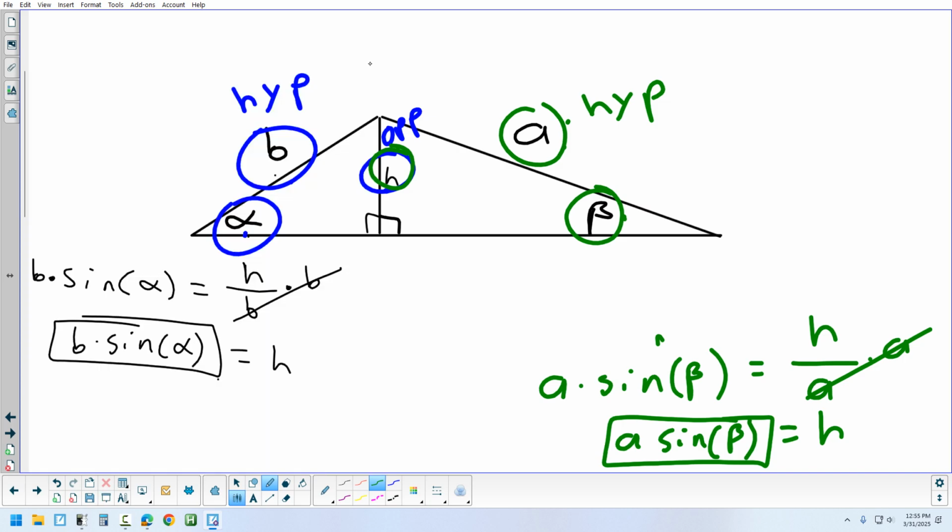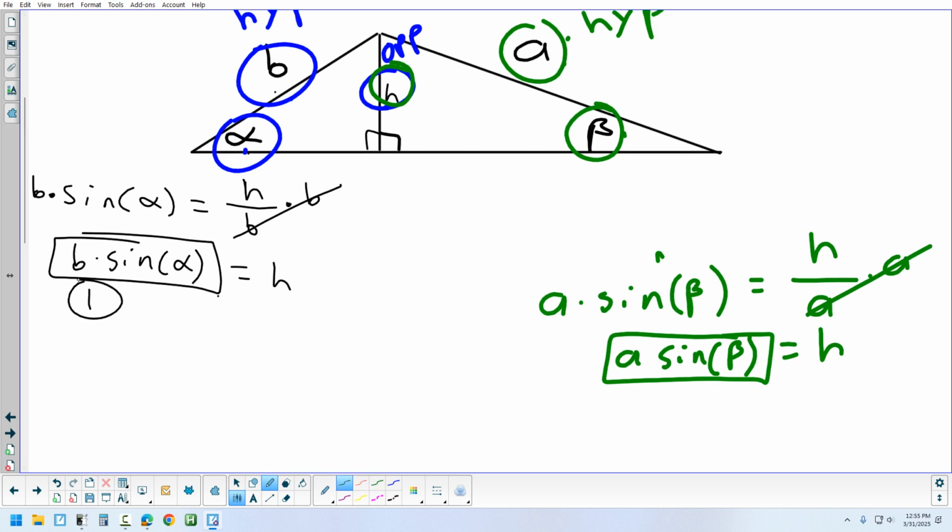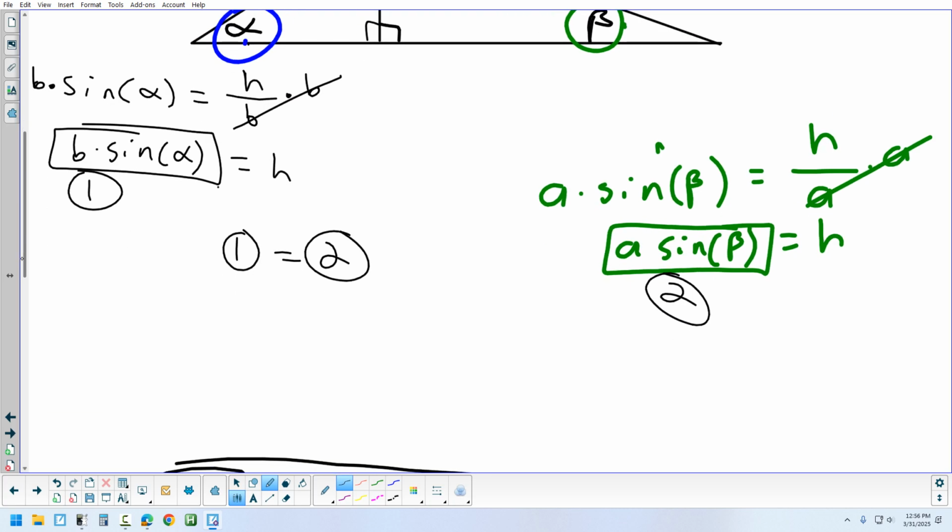All right, now let's look at both of them together. So I'm going to call that one box 1. Call that one box 2. What is box 1 equal to? H. What is box 2 equal to? H. So what does that mean about box 1 and box 2 then? They're equal. Yep. Box 1 and box 2 equal each other because they're both equal to the height. So let's write that down. I'm going to do box 1, b sine alpha equals box 2, a sine beta.